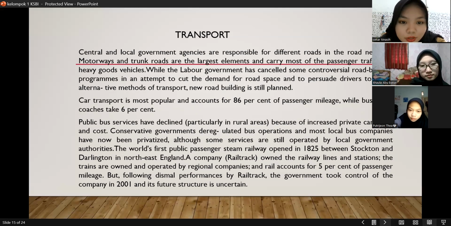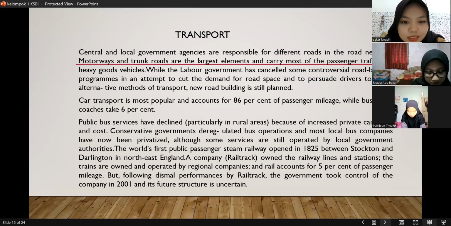Car transport is most popular and accounts for 89% of passenger mileage, while bus and coach take 6%. Public bus service has declined, particularly in rural areas, because of increased private car usage and cost. The Conservative government deregulated bus operation and most local bus companies have now been privatized, although some services are still operated by local government authorities.